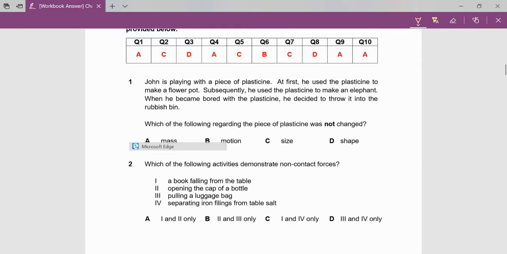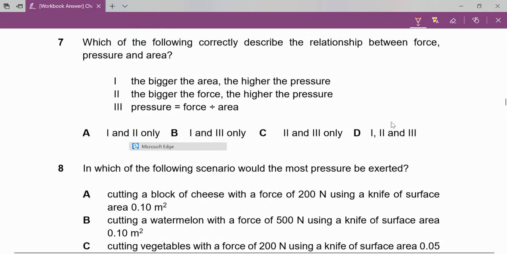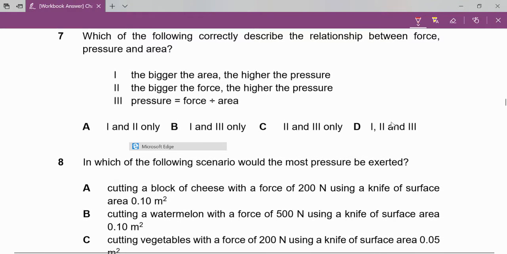Please mark your MCQs. We've already gone through question 1 to 6. So we'll be going through question 7 to 10. Question 7. Which of the following correctly describes the relationship between force, pressure, and area? So you must know this triangle very, very well. If you don't know it well, you apply the wrong formula, then you will not know what's going on and you get the question wrong as well.